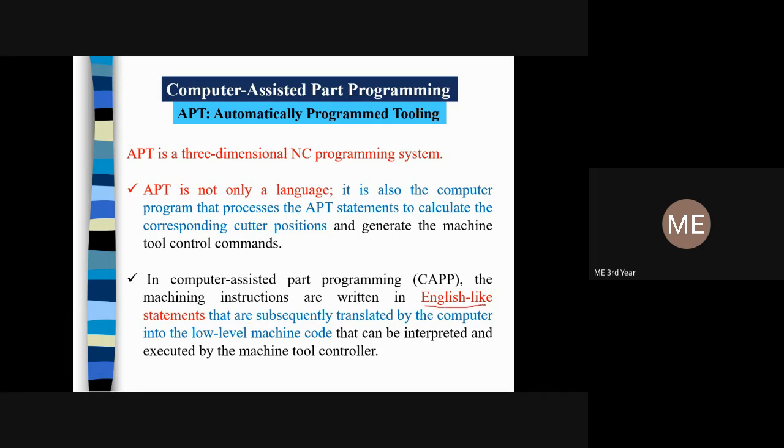I will discuss later how this can be written, that are subsequently translated by the computer into the lower level machine code. So these things you need not understand. This is part of the MCU, that is machine control unit. So you only have to give some English-like statement, and the cutter will automatically move, and in between the MCU will code it into the lower level machine code. It is the function of the MCU, that is machine control unit.